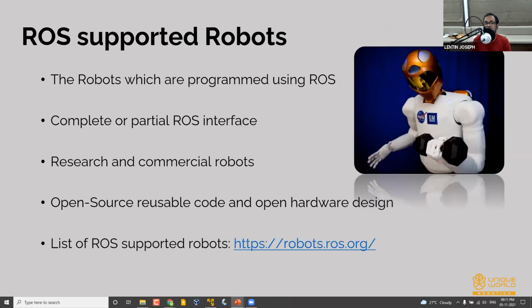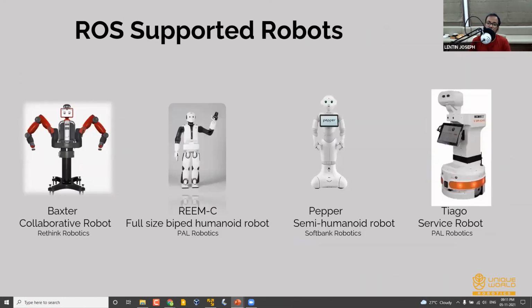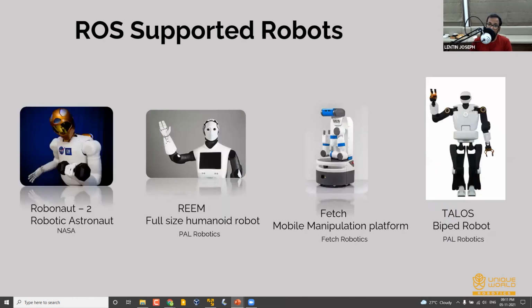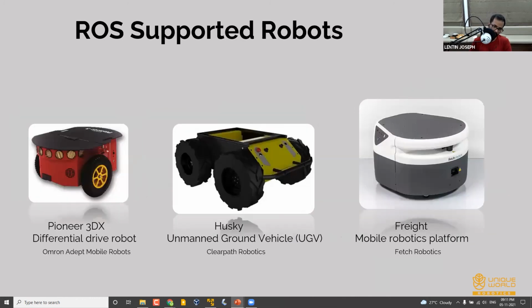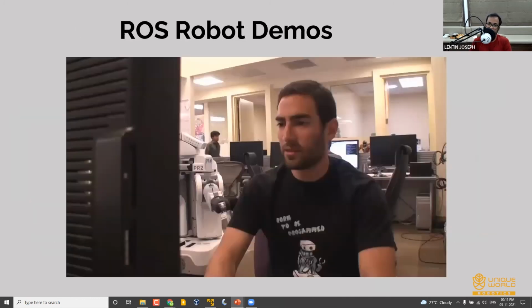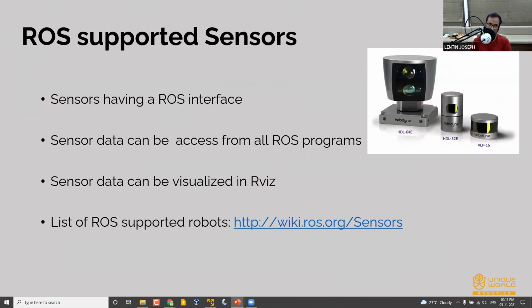Okay, so these are some of the robots that support ROS or work completely using ROS. There are many robots, by the way. The list only has very few. Okay, and I'm just skipping some demos. Maybe I can show them in the Q&A.